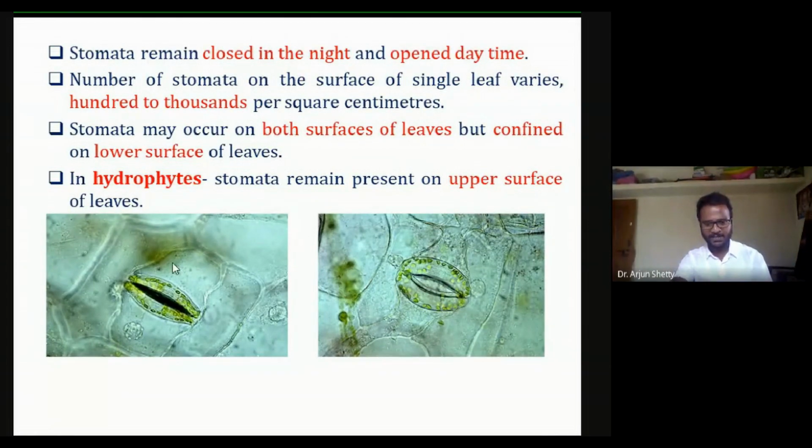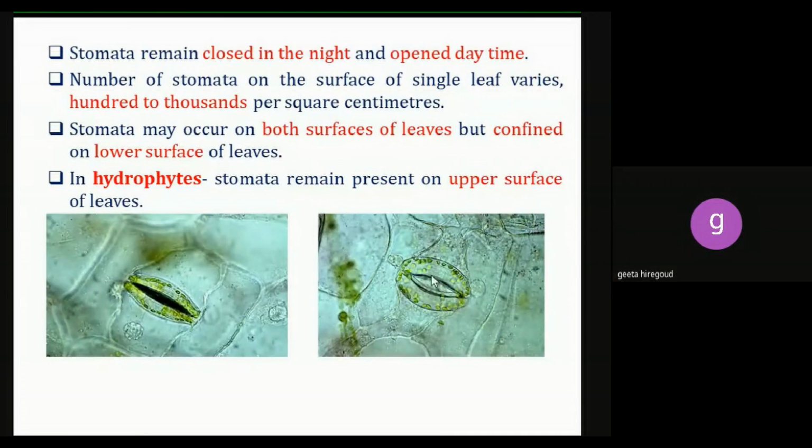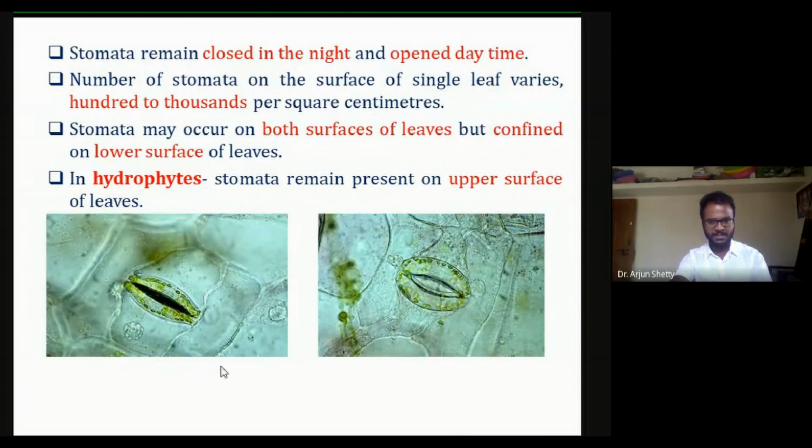This is the first image, which indicates the stomata containing the granules. Can you all see the first and second image? Can you all see these granule structures? These are the chloroplasts. The first image is the closed stomata, and this is the open stomata. Got it?